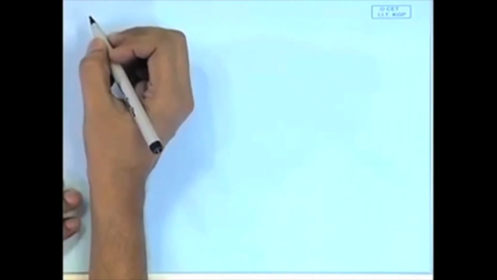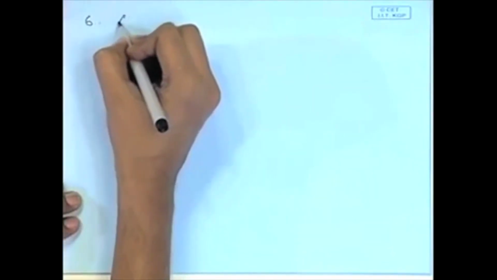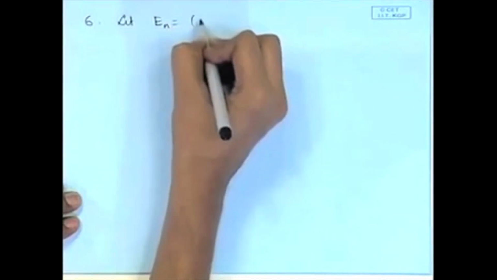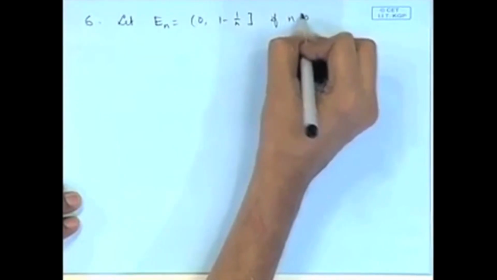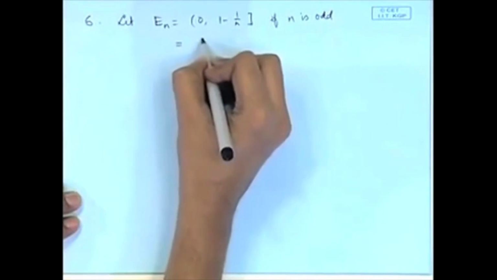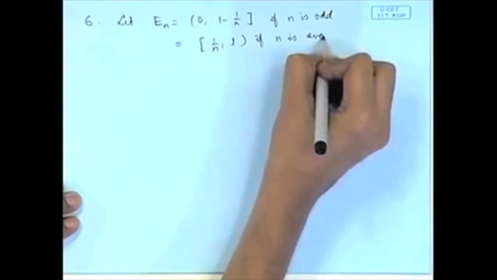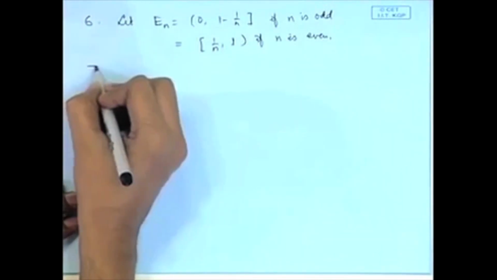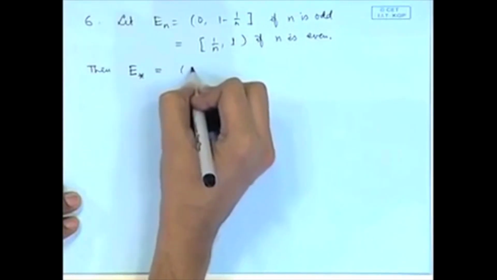To end this class, we look at one or two more examples of the limit infimum and limit supremum. Let En be equal to the semi-open interval 0 to 1 minus 1 by n if n is odd, and it is equal to 1 by n to 1 if n is even. Then the limit inferior is the open interval 0 to 1.